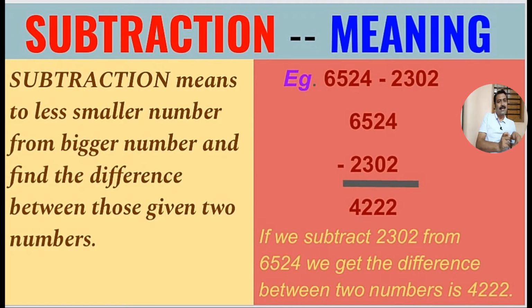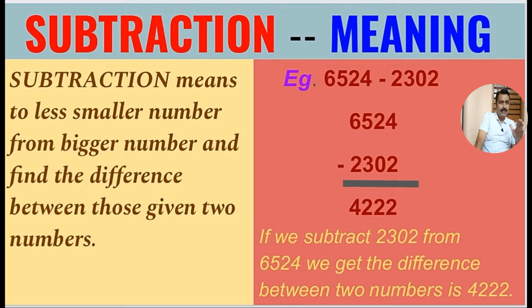Let's observe their vertical arrangement. We write all digits one below each other at proper places: ones place below ones place, tens below tens, hundreds below hundreds and thousands below thousands. After making this vertical arrangement we calculate the answer. From the ones place we do the subtraction. So 4 minus 2 we get the answer 2. Next, 2 minus 0 we get 2. 5 minus 3 we get 2, and the last subtraction, 6 minus 2, we get 4.